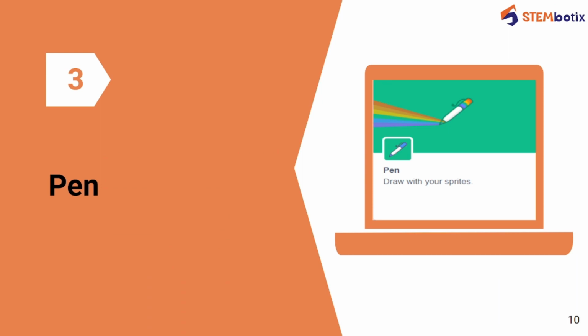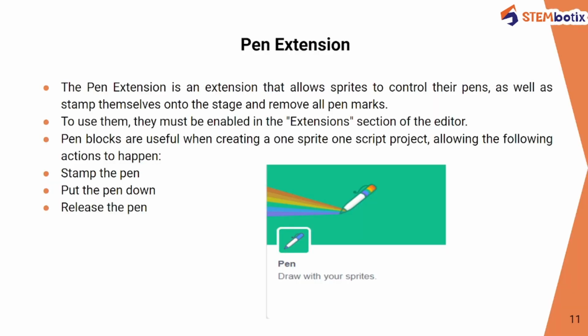So after the music extension, we have another extension named pen. Let us see the third part of this tutorial, which is the pen extension. The pen extension is an extension that allows the sprite to control pens. Means it is the extension which gives permission to your sprite to control its pens, as well as stamp itself onto the stage and remove all pen marks. Means these are the additional things which your sprite can control. To use them, they must be enabled in the extension section of the editor.